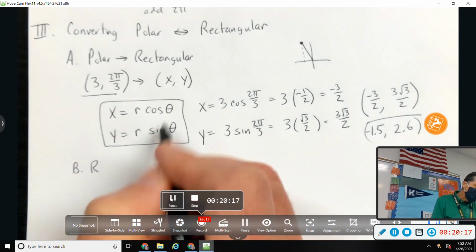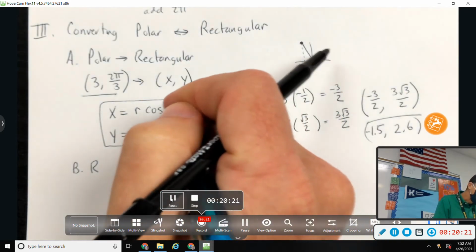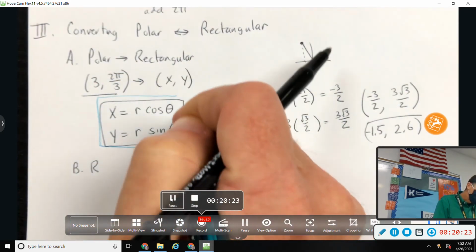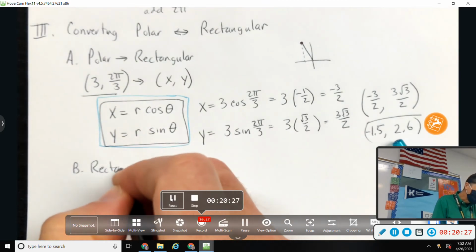That one you just kind of just have to memorize. You got to know, I mean, it's open note test, you don't have to memorize it, but that you got to know. The rectangular to polar you can figure out.